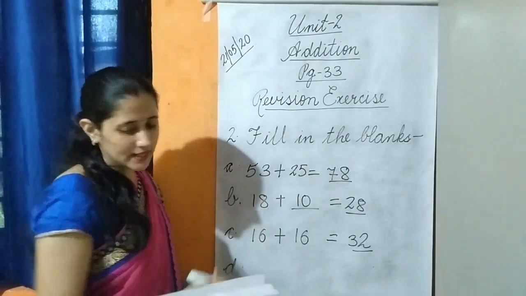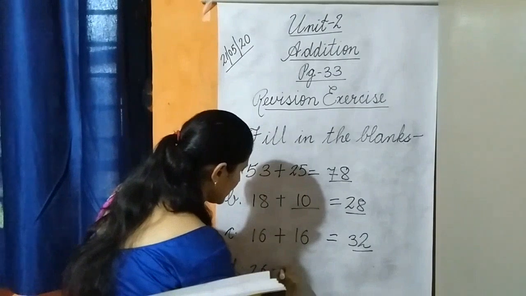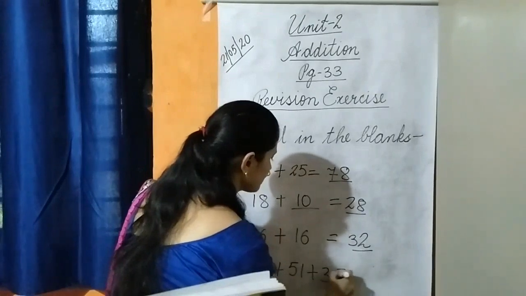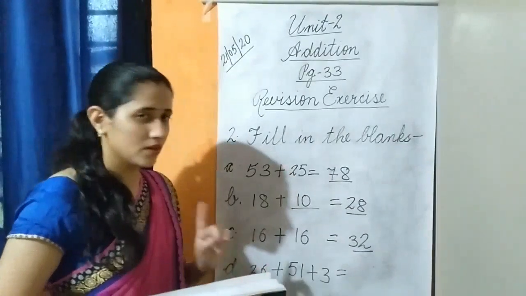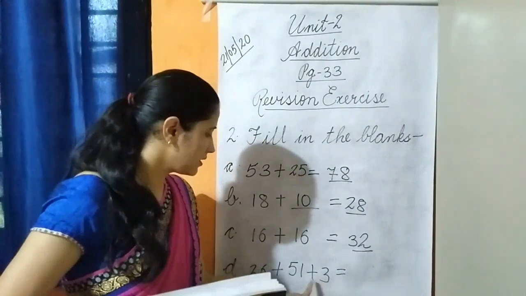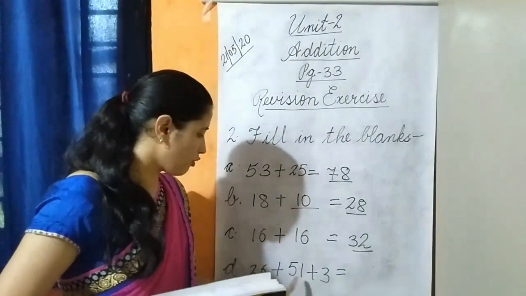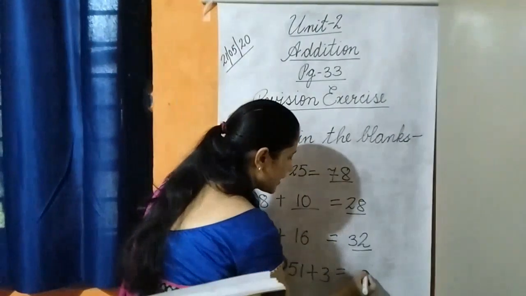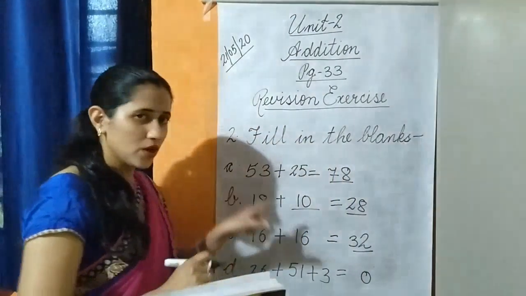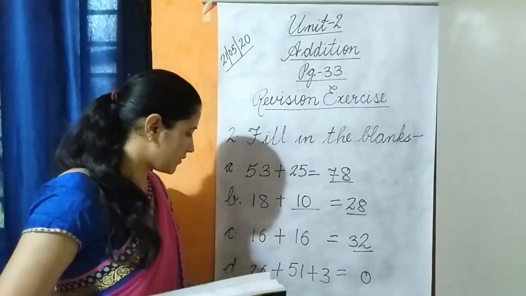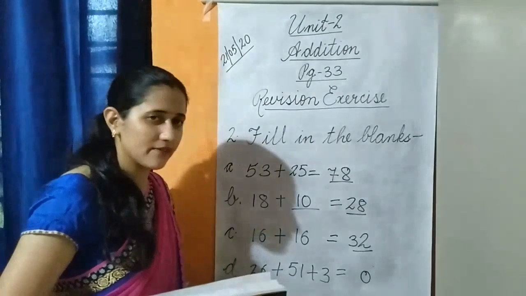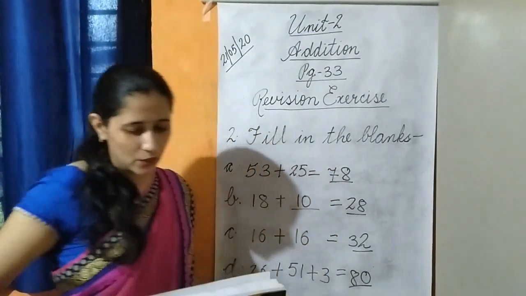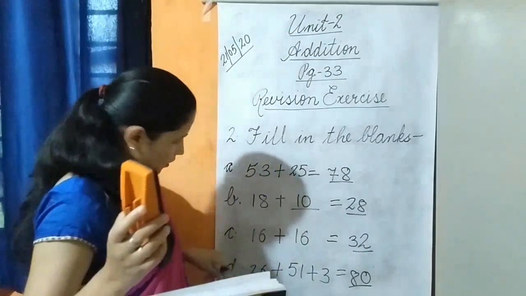D is 26 plus 51 plus 3. Firstly we add ones place: 3 plus 1, 4, 4 plus 6, 10. Now we have got a 2-digit number, so ones place we write and tens place we carry forward. That one which was at tens place we will add with 2 and 5. So 5 plus 2, 7, 7 plus 1 carry, 8. 80. Now D we have done.